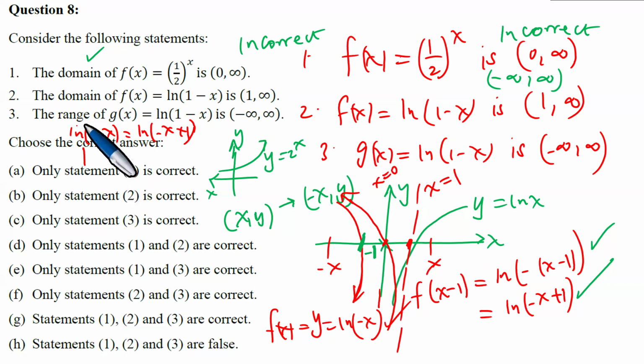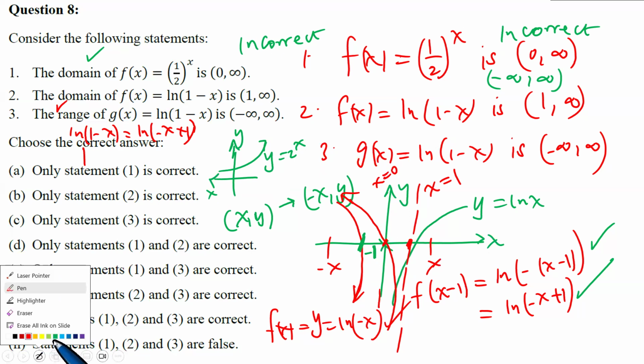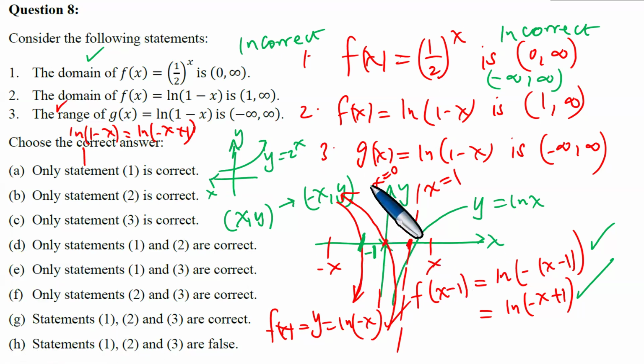Remember that this question is asking for the range. It's asking for the range. So number 3 is asking for the range. Indeed, the range is correct because it's going to go from minus infinity to plus infinity. So it's correct. This is the range. So the range is correct. But it's asking two things: the domain and the range.